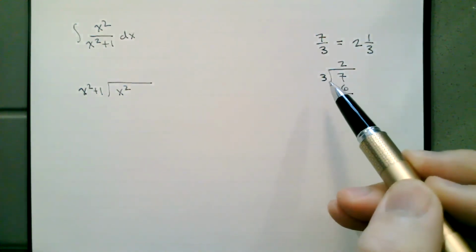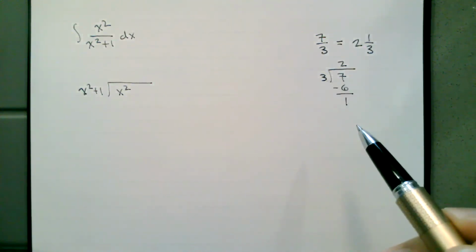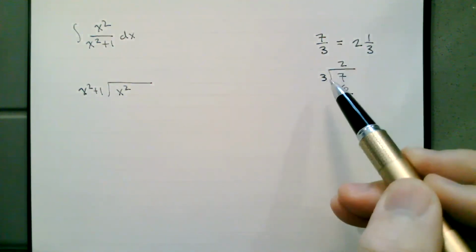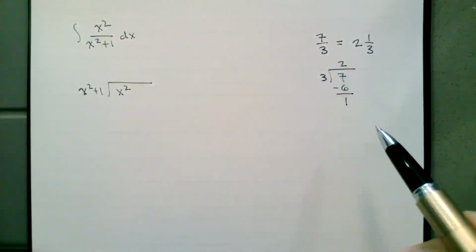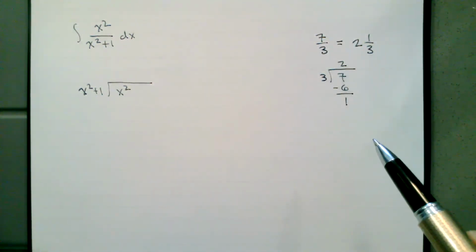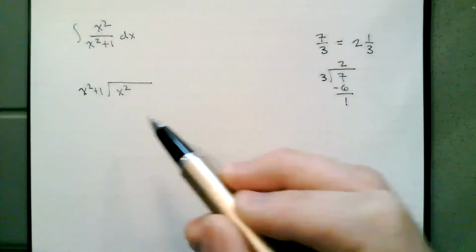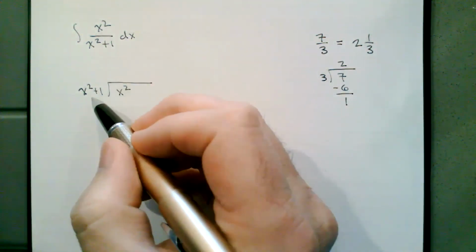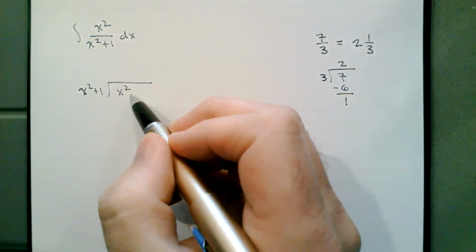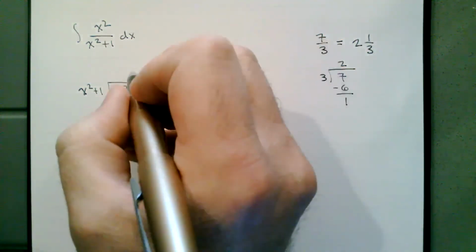But what I know now is that we're asking the question, how many times can we subtract 3 from 7 without going negative? It's actually okay if we do go negative, but the fractions look weird. So how many times can we subtract 3 from 7 without going negative? That's twice, because 2 3s is 6 and 7 minus 6 is 1. No more room to subtract any more 3s. So we'll ask the same question over here. How many times can I subtract x squared from x squared? I can do that 1 time.